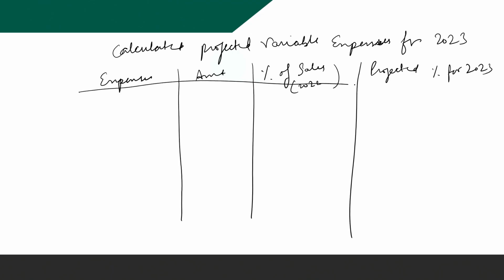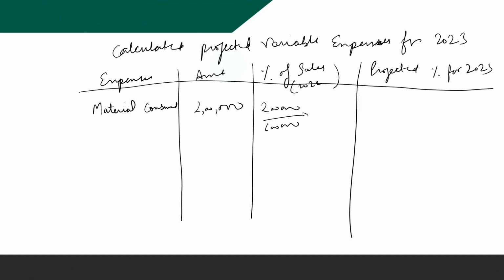Taking up all the expenses individually, first we take up the material consumed, which is given in the question as 2 lakh rupees. As the sale is given 6 lakh, we calculate 2 lakh divided by 6 lakh into 100, that is 33.33%. And as given in the question, there would be an increase of 10%, so 33.33% plus 10% of 33.33, which comes to 36.67% of sales for the year 2023. The next is direct manufacturing expenses.